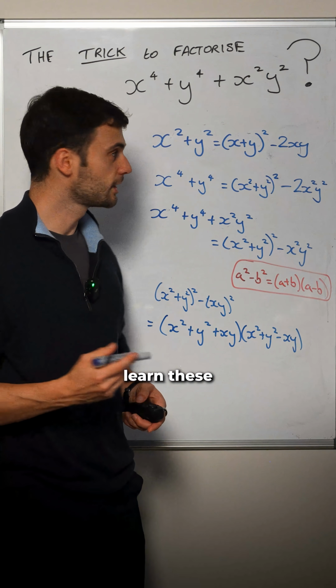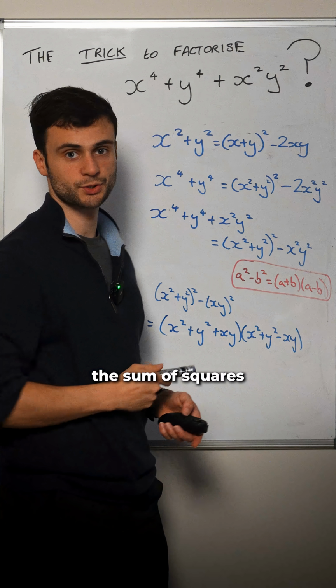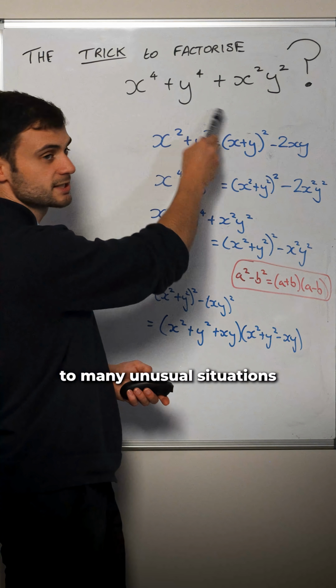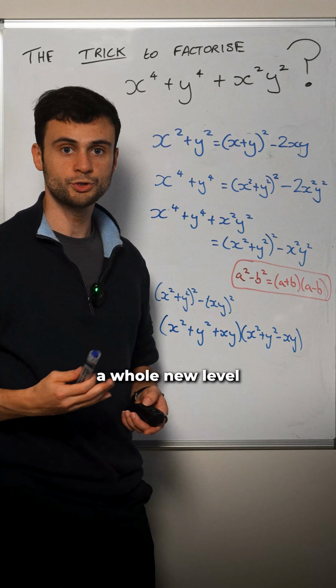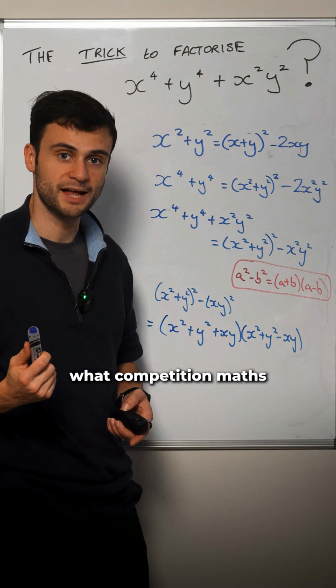And when students learn these common factorizations like the difference of two squares, the sum of squares, or a perfect square, they can apply them to many unusual situations like this. And this unlocks a whole new level of algebraic thinking. And that's exactly what competition maths develops.